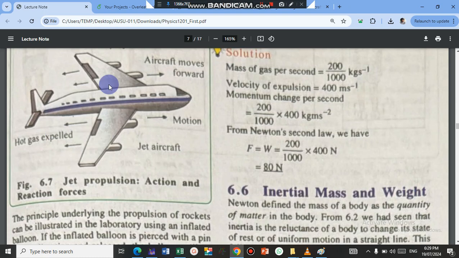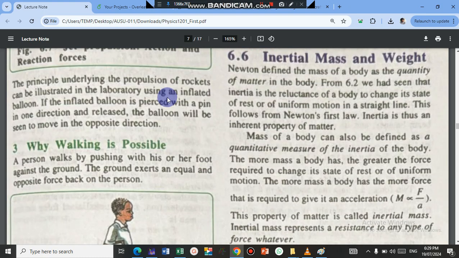Now, the principle in the problem of the rocket can be illustrated in the laboratory with an inflated balloon. If the inflated balloon is pierced with a pin in one direction and then released, the balloon will be seen to move in the opposite direction.